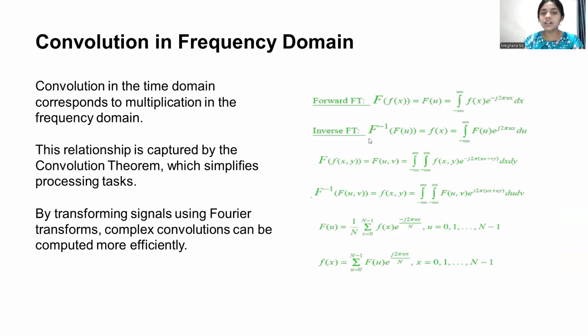Here we have the inverse Fourier transform, f(x) equals the integral from minus infinity to plus infinity of F(u) times e to the power of j 2 pi u x du, and the forward Fourier transform, F(u) equals the integral from minus infinity to plus infinity of f(x) times e to the power of minus j 2 pi u x dx. We can see the difference between the inverse and forward Fourier transforms. We have some other equations, you can go through that.